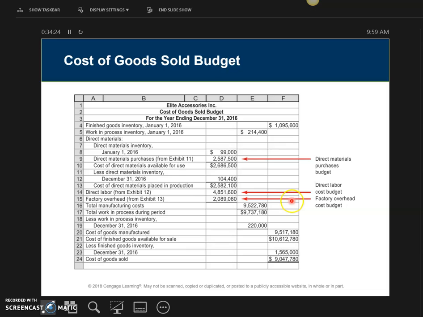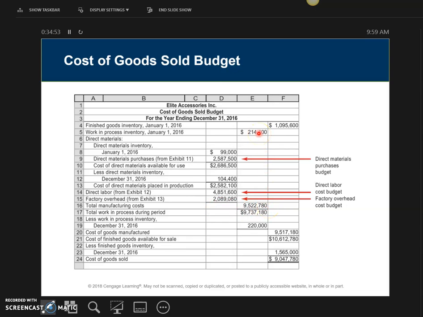Think of this as the finished goods. This is the WIP. This is the components of the WIP, the DM, the DL, and factory overhead. So this right here, you're going to need to make sure you pay attention. This is the same formula I just told you how important it was before. So direct labor came straight from my direct labor cost budget, and so did the factory overhead. So here's my DM, my DL, my factory overhead. Add them together, and they become my total manufacturing cost.